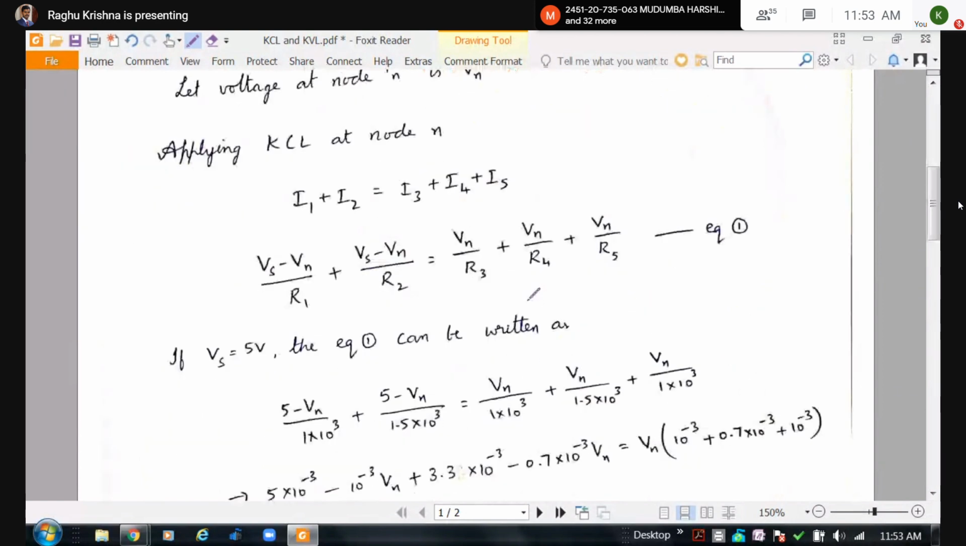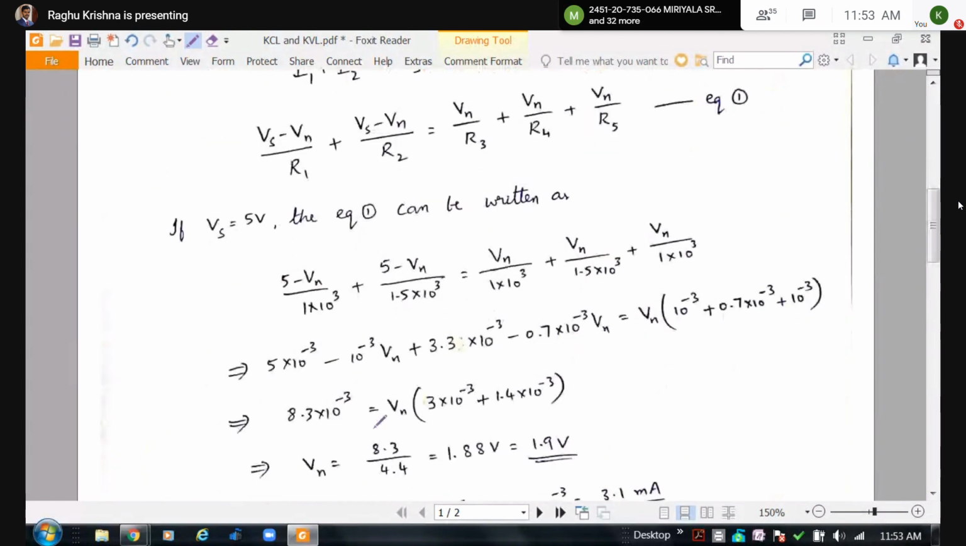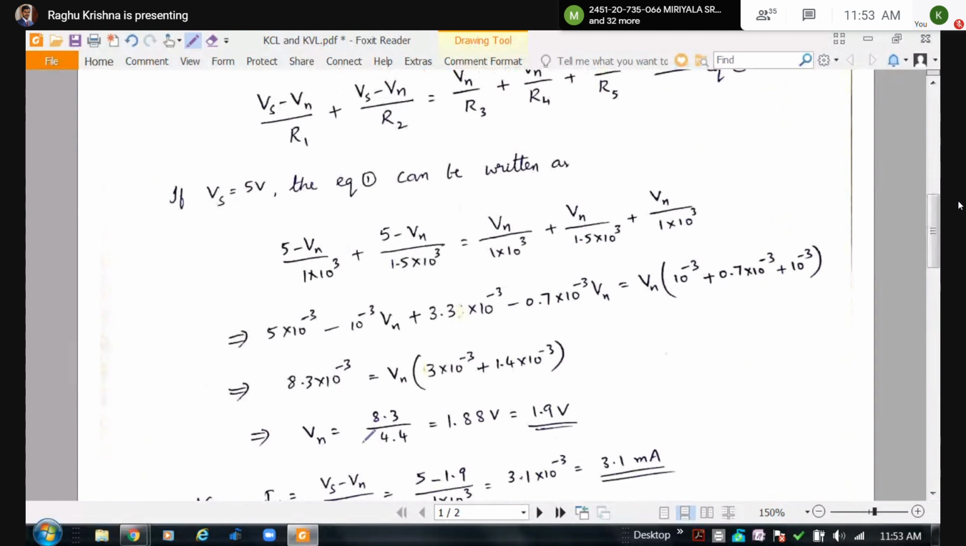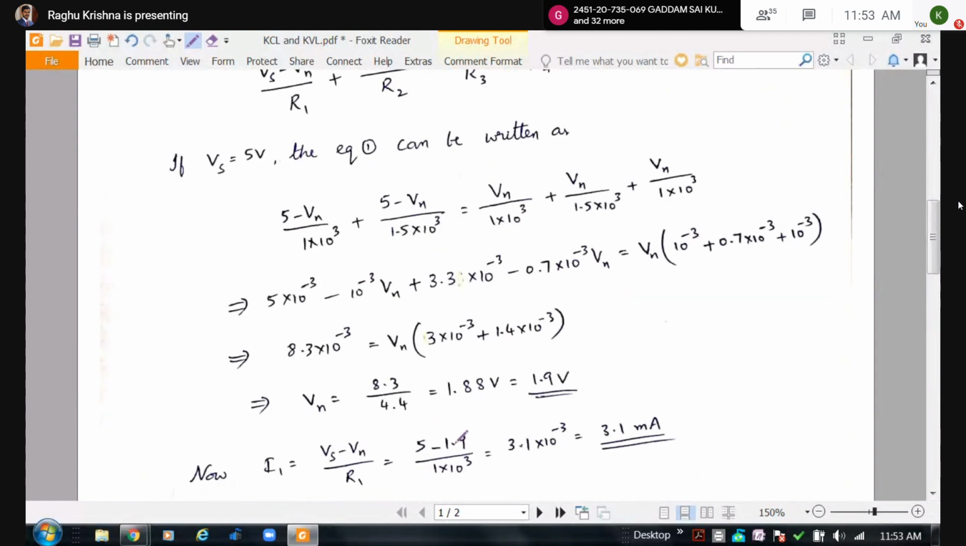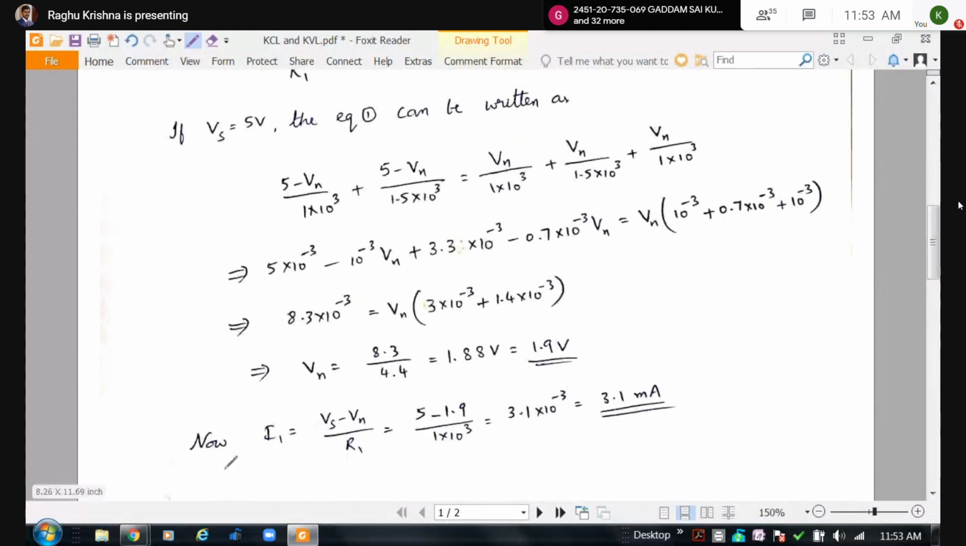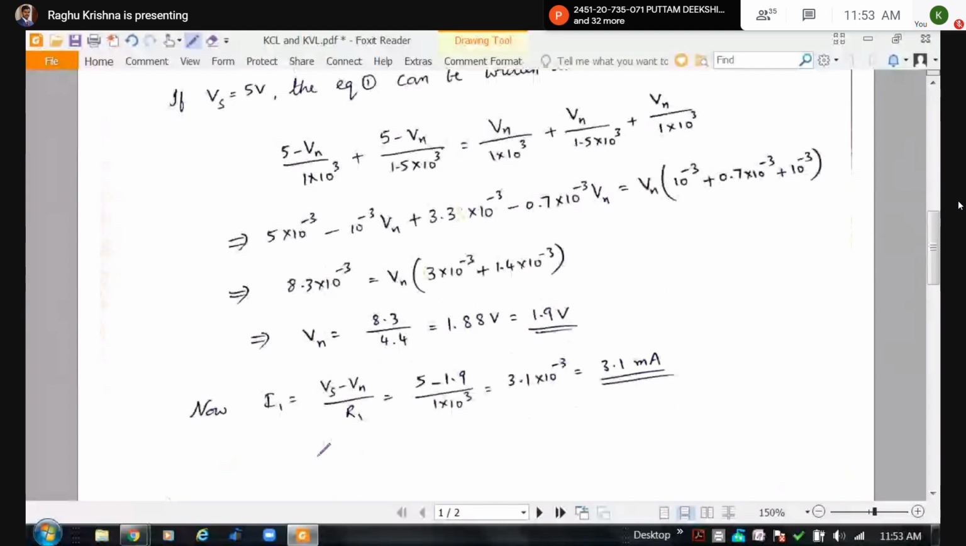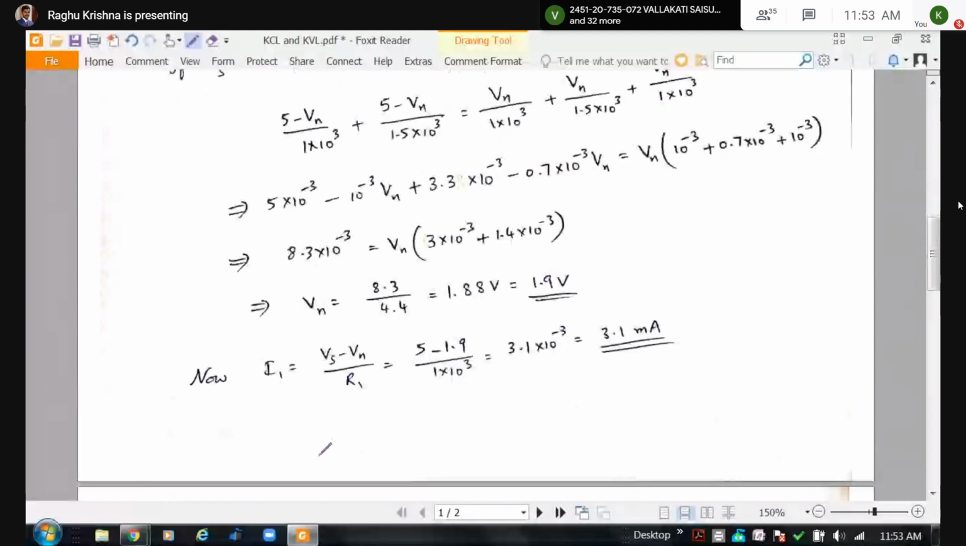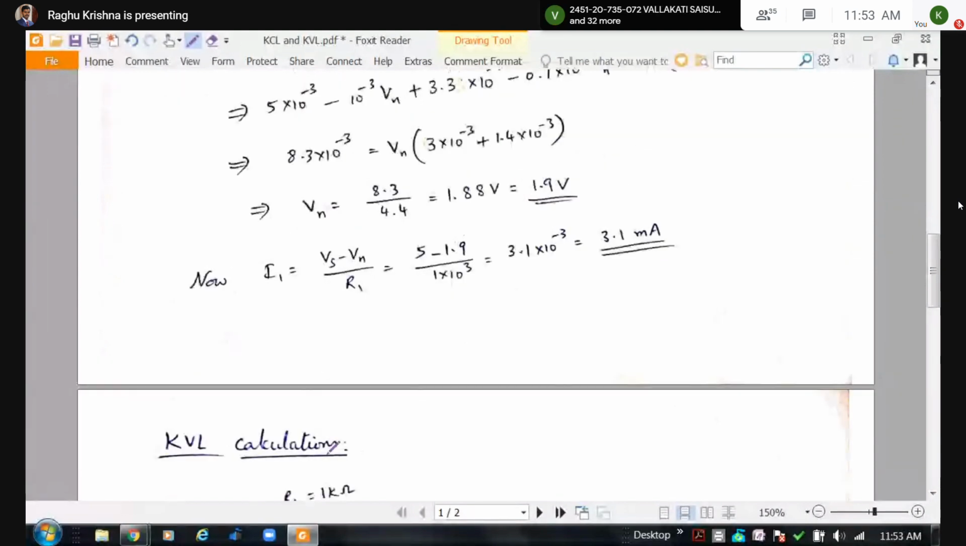If you solve this, you are going to get Vn. After finding Vn, you can find I1, I2, I3, I4, I5, and compare these with the values obtained in the table. This will be almost the same. I have approximated 1.88 to 1.9, so you may get a slight difference.